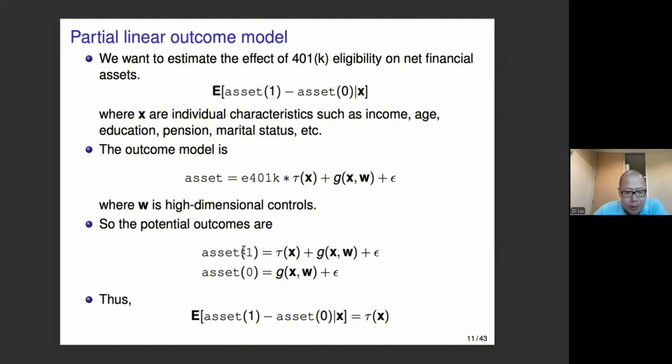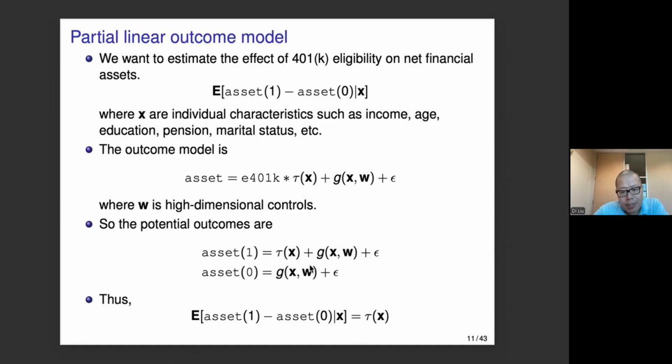Then you subtract this function from this function on both sides of the equations. The g(x) functions get cancelled, and the epsilon function gets cancelled when you take expectations. What stays is just tau(x). By definition, as you see here, tau(x) is exactly the definition of the ITE function. So tau(x) is our object of interest. We want to estimate this function.